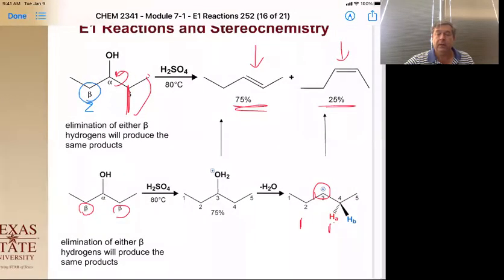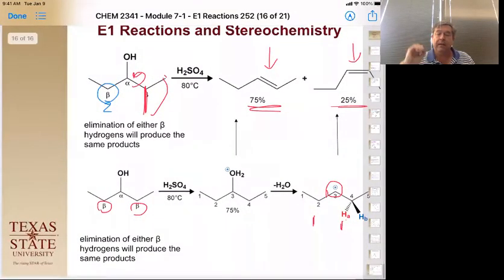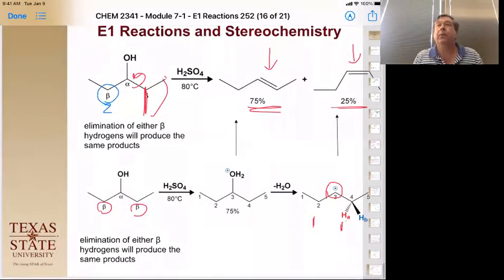Okay, and that is the end of chapter 7.1. Questions on E1, because we're going to move into E2 next. All right, unimolecular, always form a carbocation. Whenever you form a carbocation, watch out for rearrangement.